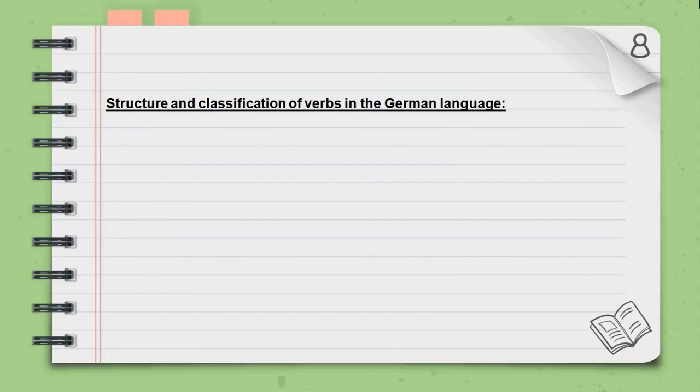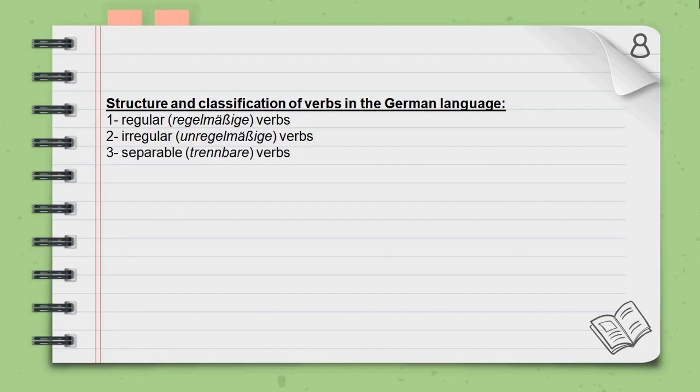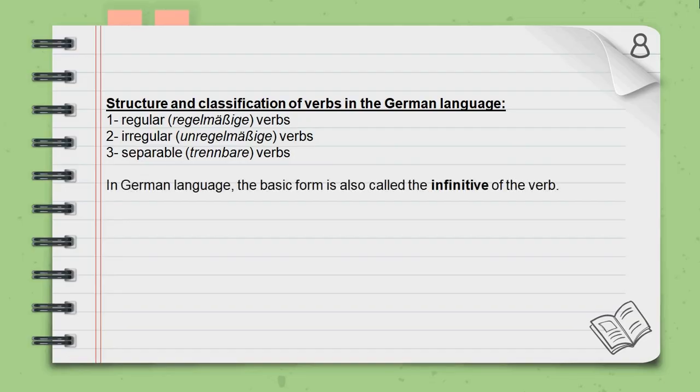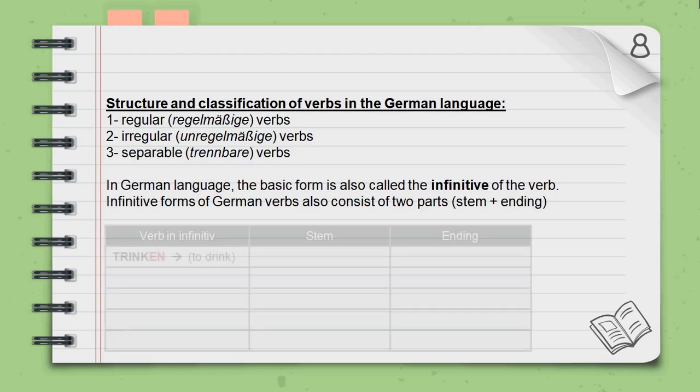Structure and classification of verbs in the German language. First, we have regular verbs, or in German regelmäßige Verben. Second, irregular, or unregelmäßige Verben. And third, separable, or trennbare Verben. In the German language, the basic form is also called the infinitive of the verb. Infinitive forms of German verbs also consist of two parts, stem plus ending, or suffix.